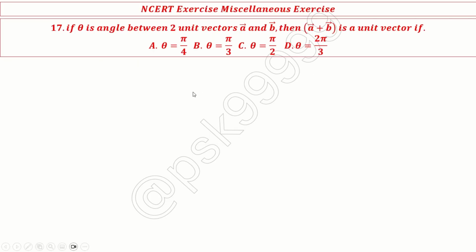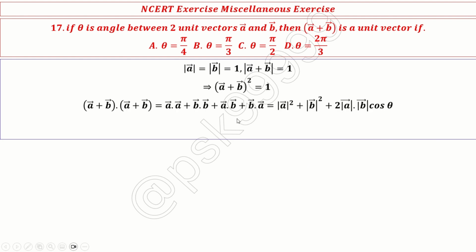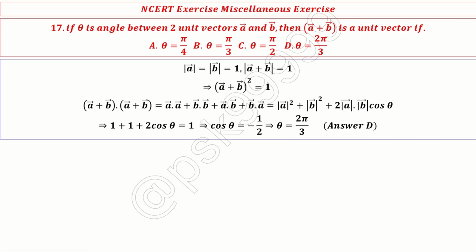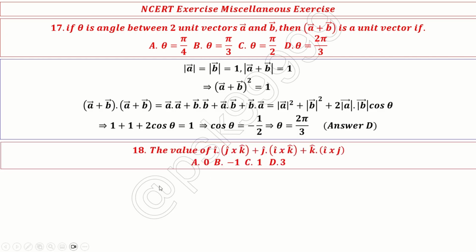Okay, again, a similar question. Right, in this case, it is 2 pi by 3. Theta is 2 pi by 3. Yeah, this is another very similar question.